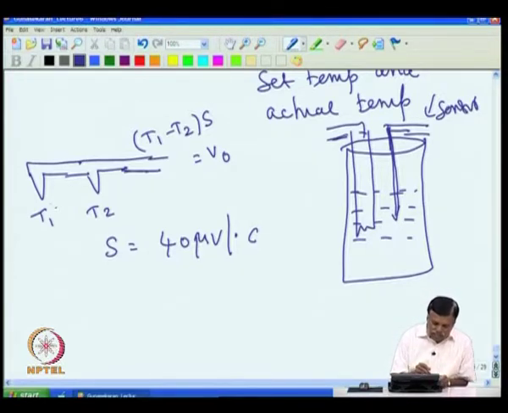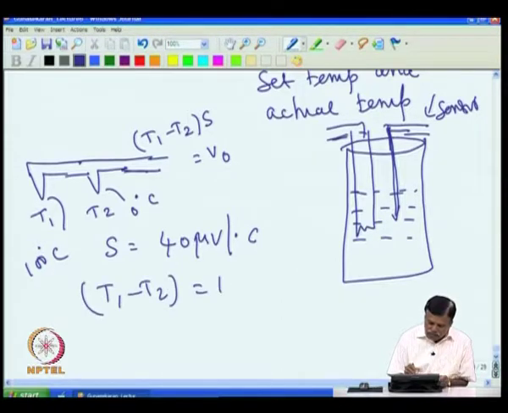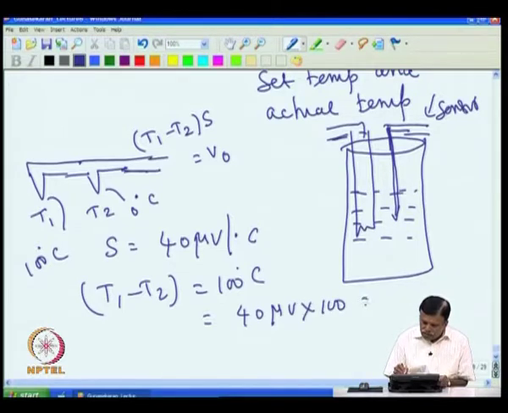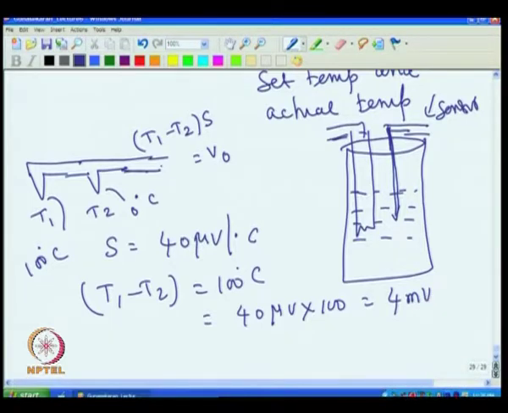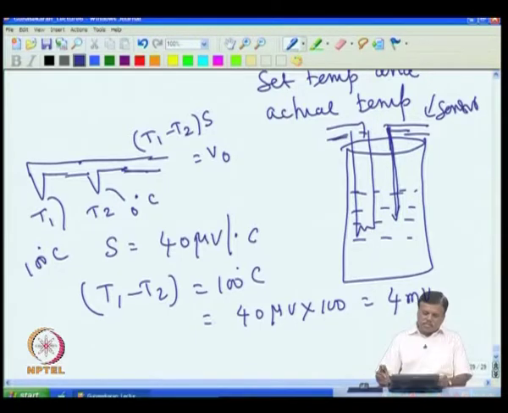So, for example, if this is at 100 degree C and I keep this at 0 degree C, then the difference is 100 degree C. That gives me 40 microvolt times 100, which is equal to 4 millivolt from these two ends. So, if the temperature difference is high, you will get more voltage. That is how the thermocouple senses the temperature, and in fact, this is the only device that today gives you an electrical output for a temperature.